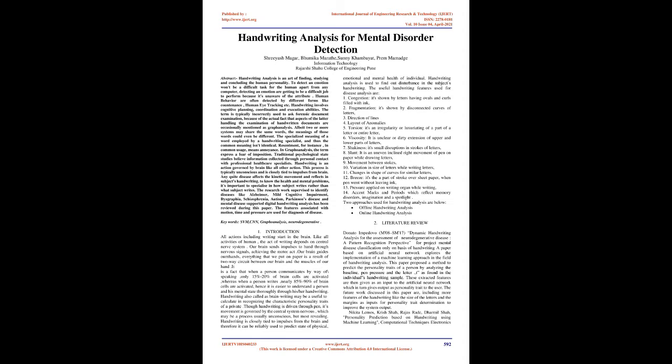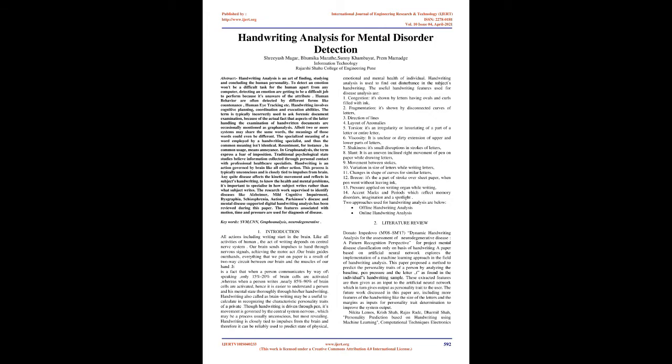Handwriting, also called brainwriting, may be useful in recognizing the characteristic personality traits of an individual. Though handwriting is driven through a pen, its movement is governed by the central nervous system, which is a process usually unconscious, but most revealing. Handwriting is closely tied to impulses from the brain and therefore it can be reliably used to predict the state of physical, emotional, and mental health of an individual.